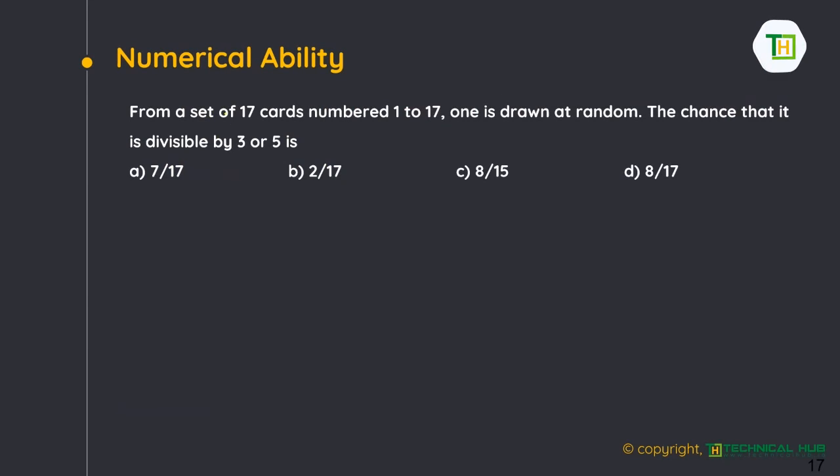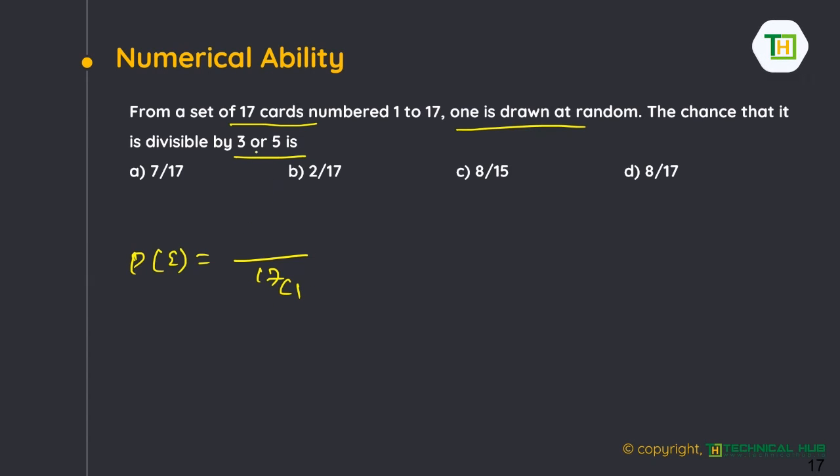From a set of 17 cards numbered 1 to 17, one card is drawn at random. The chance that it is divisible by 3 or 5. Here if you observe carefully, the total number of cards is 17 and you are selecting only one out of 17, so 17C1 ways. In the denominator, probability is the number of favorable events divided by total events. Total events are 17C1.